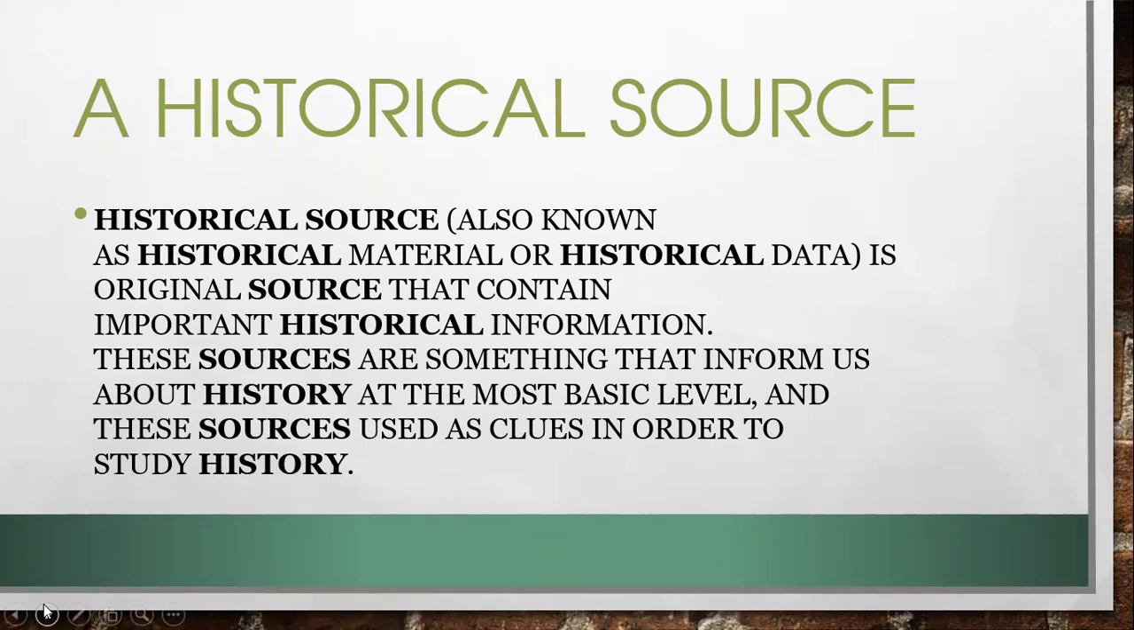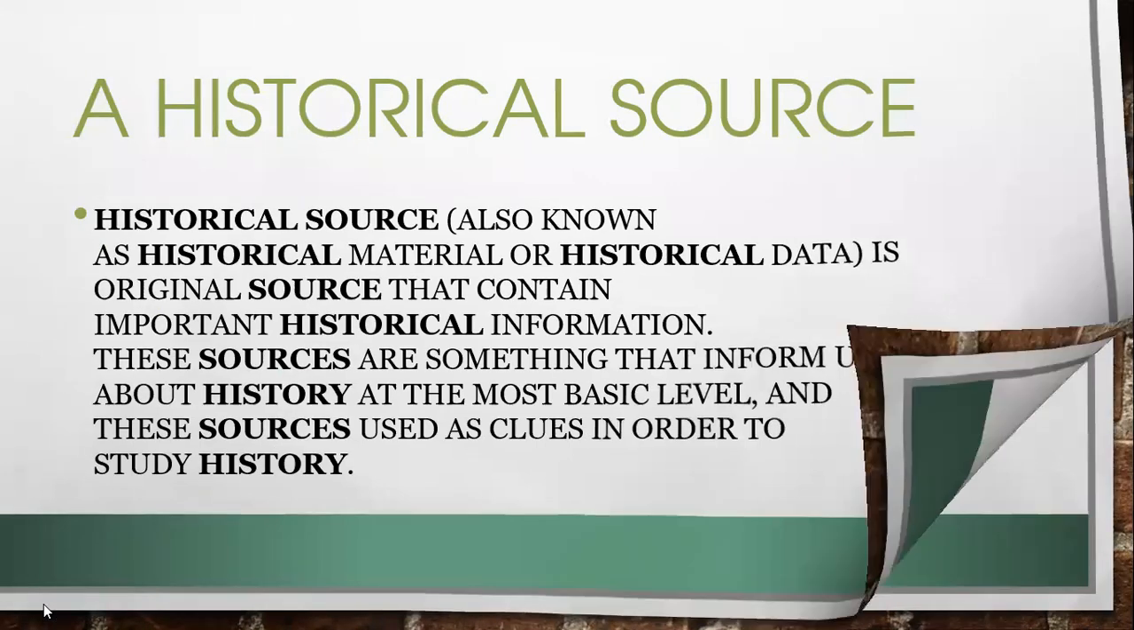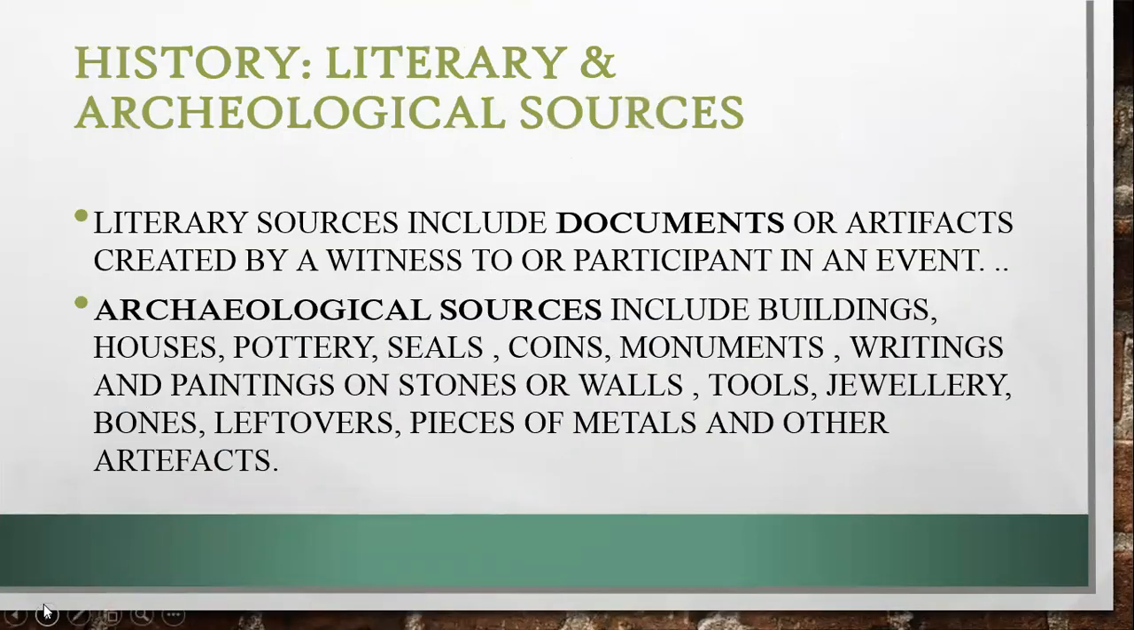These sources are something that inform us about history at the most basic level. They tell us the easiest way we can catch up with it. And these sources are used as clues in order to study history. So we use these sources as clues when studying history. So history has literary and archaeological sources. These two are the two main sources.